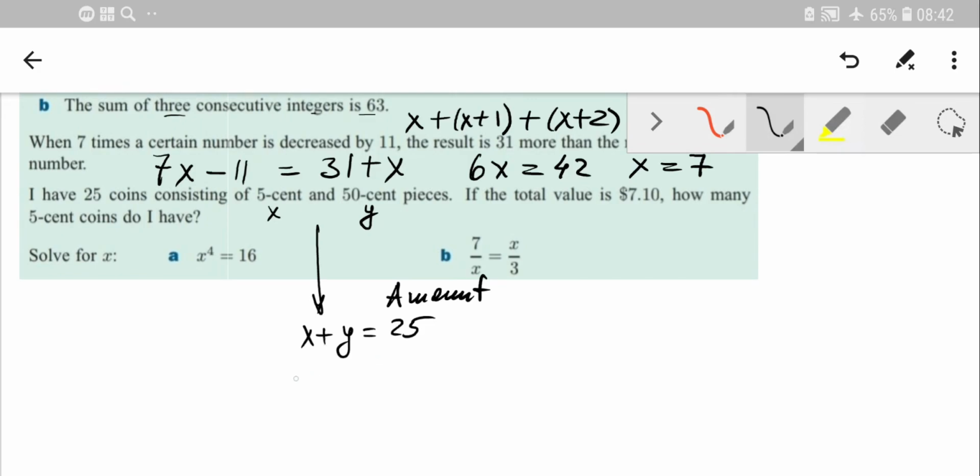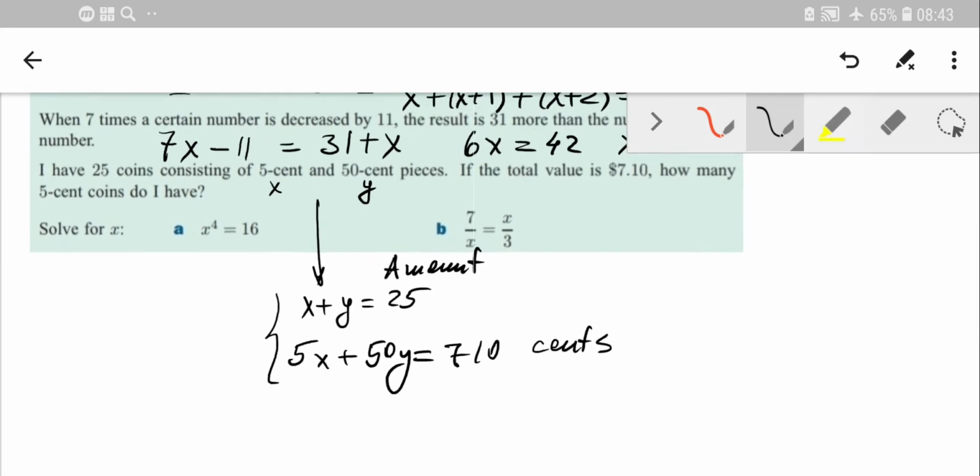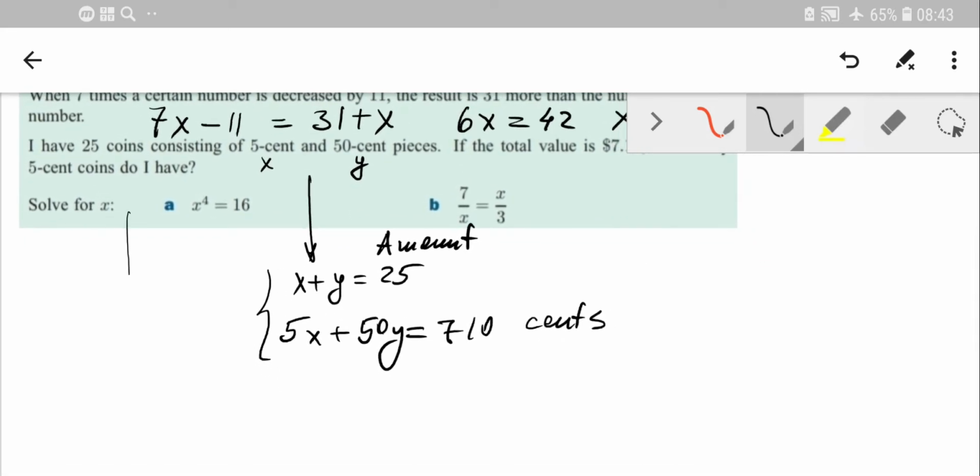Okay, we'll use cents notation, so cents instead of dollars. So we'll get the following: 5x plus 50y. The result is 7.1. No, because in cents it's going to be 710 cents. All right, that's the system. So you can use separately, and I'll just use that.